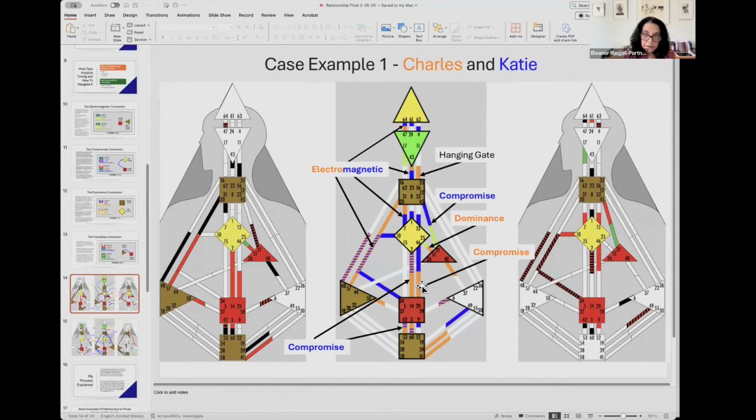And this one is not compromised. This is electromagnetic. This, no, that's wrong. This is the compromise. This one is an electromagnetic. And so we could change this. Hold on. Oh, I'm not going to be able to change it in here. So I'm just going to move it so that you get the right thing.